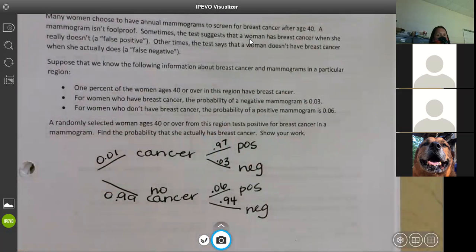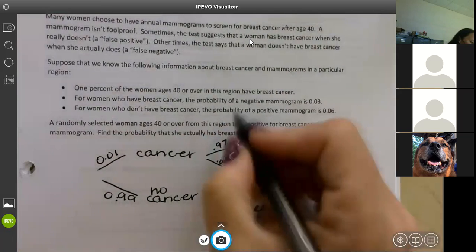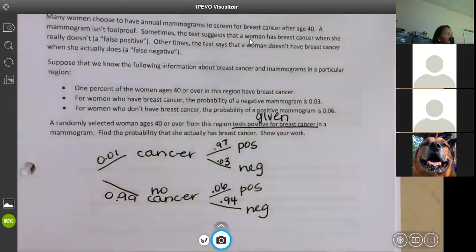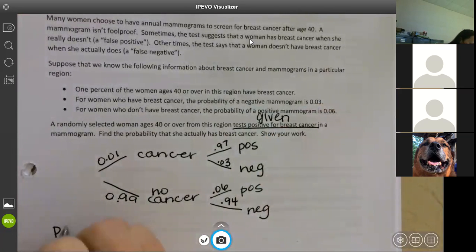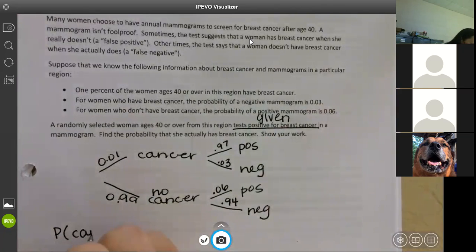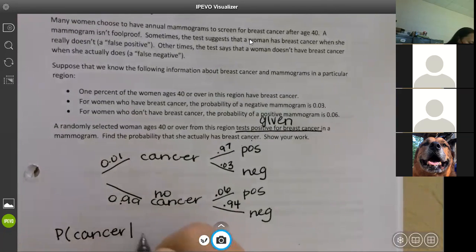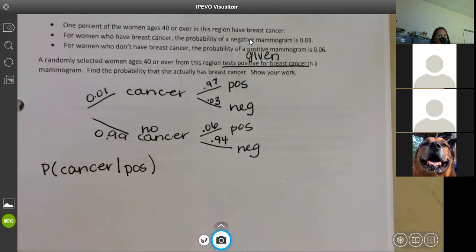The question says, a randomly selected woman ages 40 or over from this region. We know that she does test positive. This is given. She does test positive. We're trying to find the probability that she actually does have breast cancer. So what is the probability we're trying to find? It says, what's the probability she has cancer? So that's cancer. But we were given a positive. So just watch that. That given is what's going to mess you up sometimes.